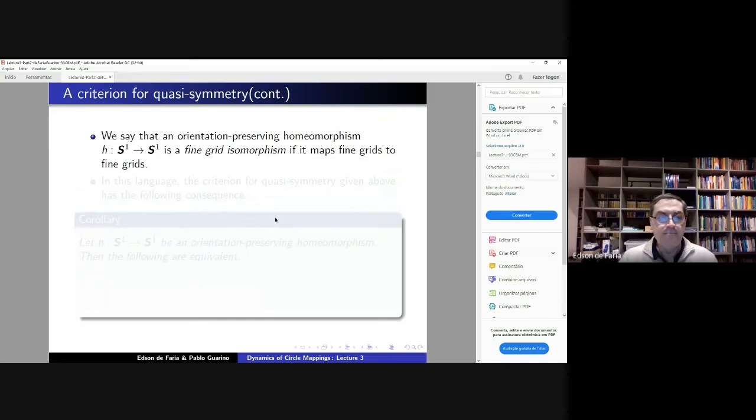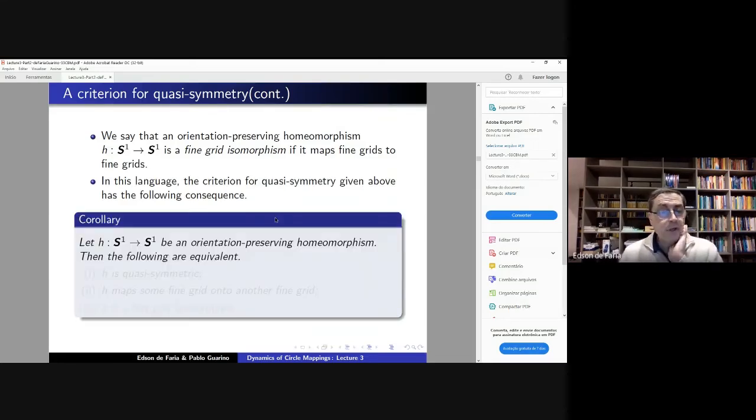All right, so now that we have this criterion, let me state a corollary. To do that, let me just give you some terminology. A fine grid isomorphism is a homeomorphism of a circle, which is orientation preserving, and maps fine grids to fine grids. Okay, it maps every fine grid on the circle to some fine grid on the circle on the target. So using this language, you can state the following corollary. If you have such an orientation preserving homeomorphism, then the following three properties are equivalent.